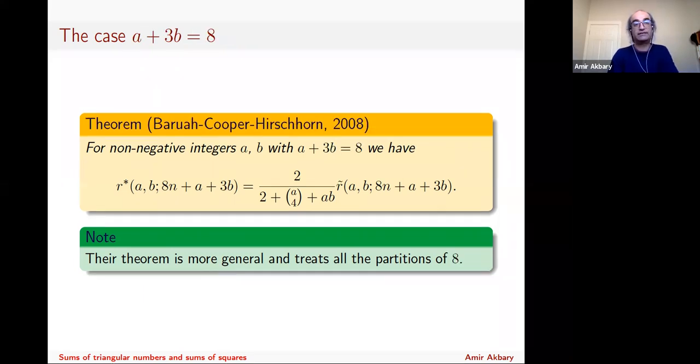And in 2008, Berua, Cooper, and Hirschhorn considered the case of 8. In this case, they compare the function R star and the function R tilde. For the function R, we know that this relation does not hold. But they show that for R tilde, the same thing is going to hold. And again, their result is more general. In fact, they consider all the partitions of a, but here I only consider those partitions that include 1 and 3.